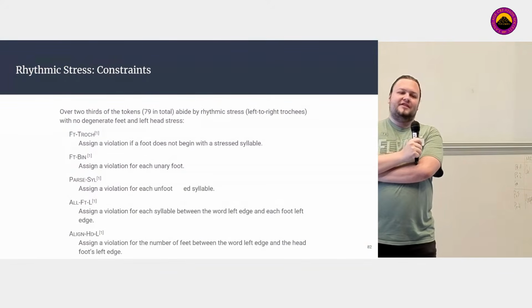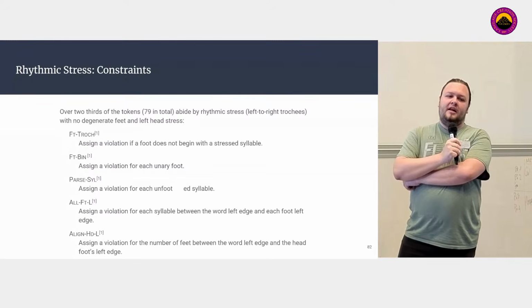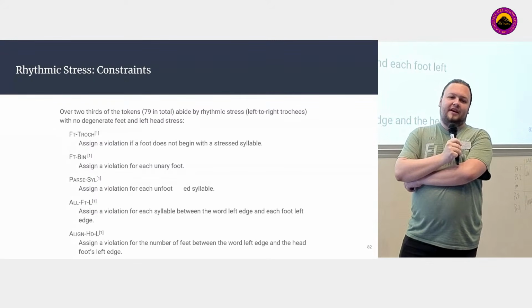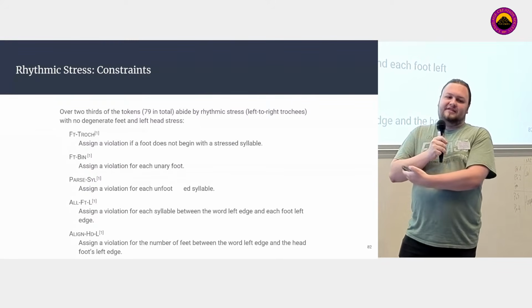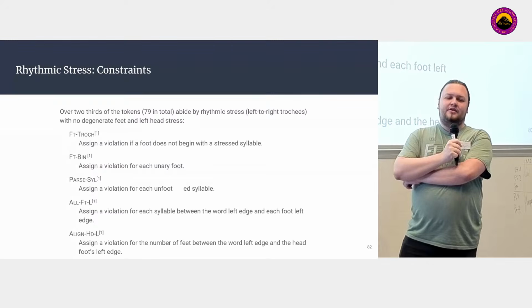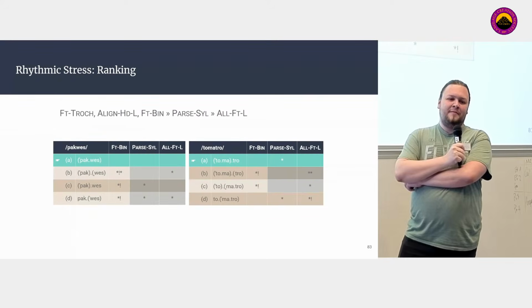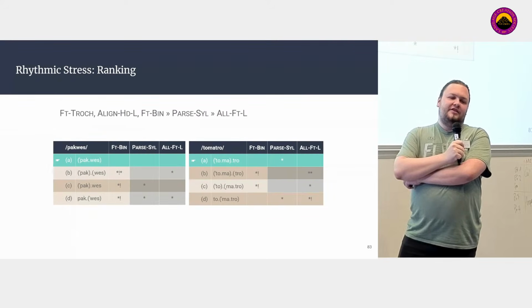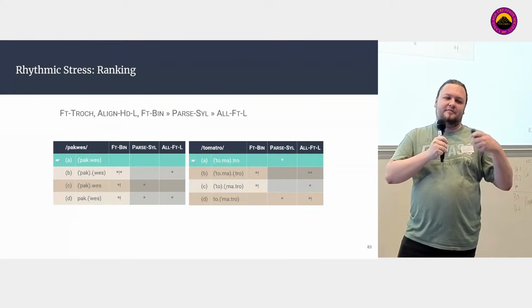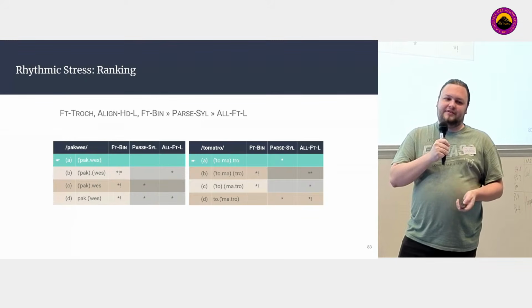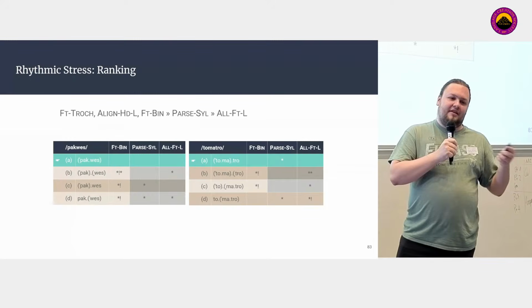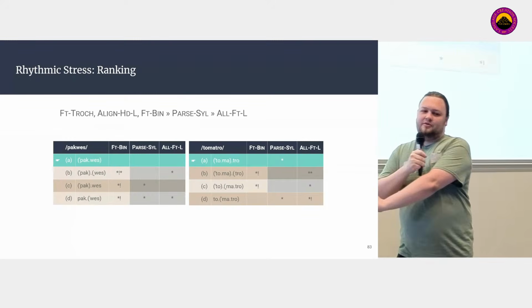I'll begin with some constraints that I adopted from the literature. Firstly, over 2/3 of the tokens can abide by just rhythmic stress of left to right trochees. These are the 5 constraints necessary to do that. I don't think the specifics of how they work are super important to the layfolk. You just have to know that Tokétok really likes to have binary feet, and it will parse them if it can, unless it creates a ternary or a unary foot. And if there's any syllable left unfooted, it's all the way at the right edge.